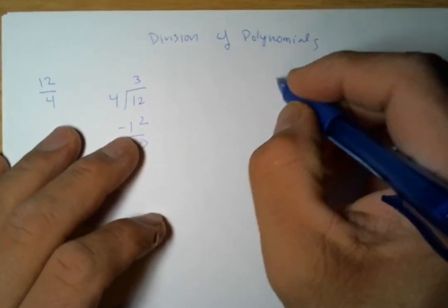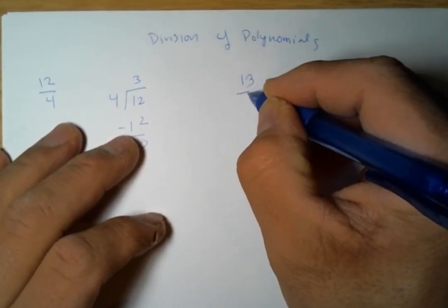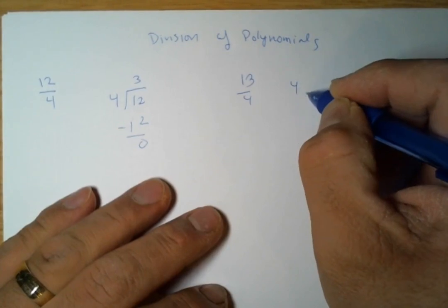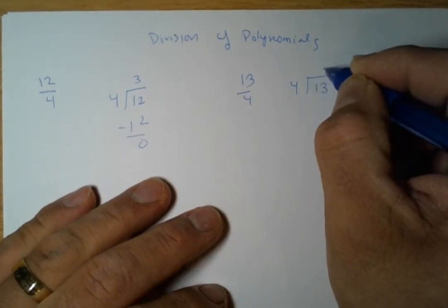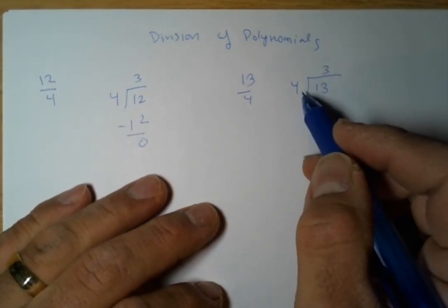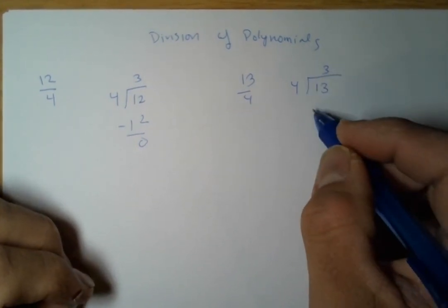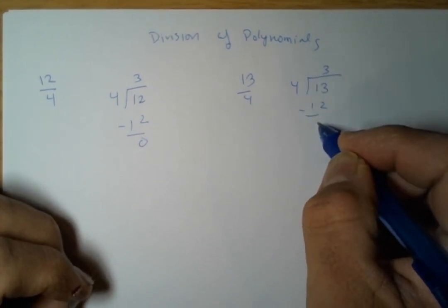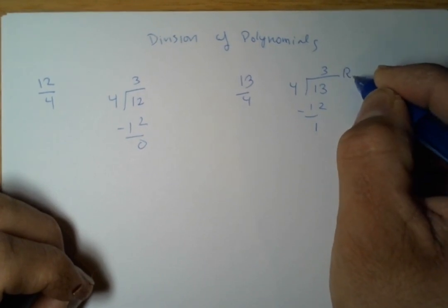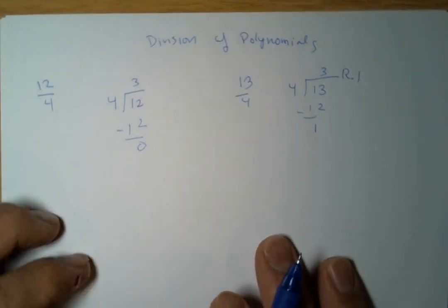Now, for something like, let's say this, right, if we do 4 into 13, now, still 3, right? It doesn't go any further than 3. So 4 times 3, 12, subtract, we get 1, so we have a remainder of 1 in this case.